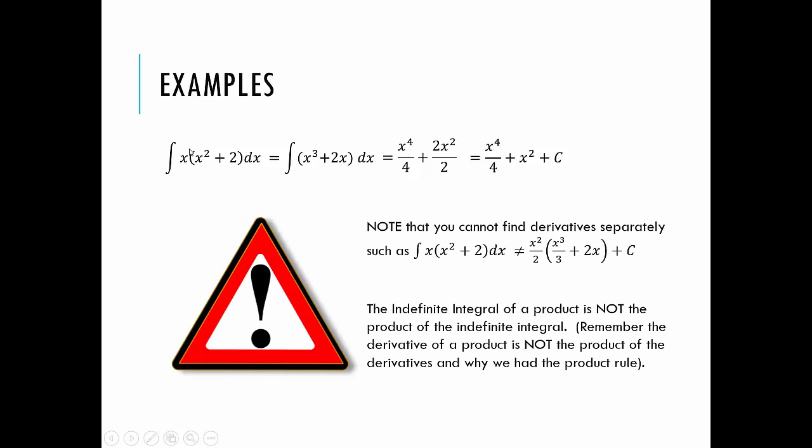Now be careful with something like this. You cannot find these derivatives separately, because if you think of working backwards, we had a product rule, right? And so the indefinite integral of a product is not the product of the indefinite integral. In other words, you cannot find the antiderivative of x and then find the antiderivative of this one. You will not get the right answer. So you have to be careful with that.